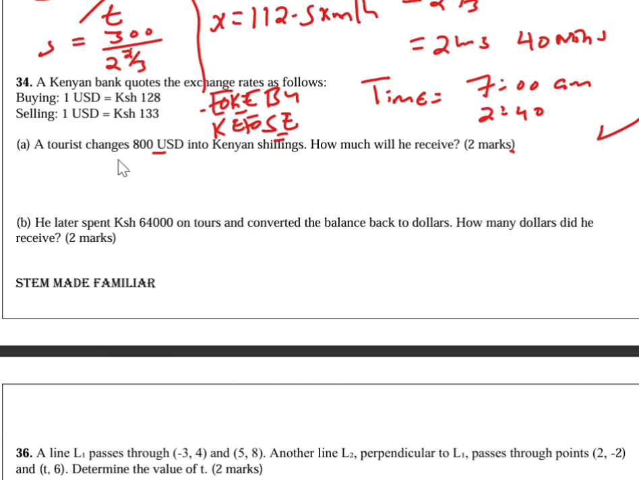So tuna change USD to Kenya. So ni foreign to Kenya. So tunatumia buying. So we come here on buying, tunatumia sasa hii ya buying. Tasema 1 USD. Sasa ile tu kufanya ni very easy. 1 USD ni pesa ngapi ya Kenya? 128 shillings. What about tuna change ngapi? 800 USD. So what about 800 USD? Tutakuwa pesa ngapi ya Kenya?